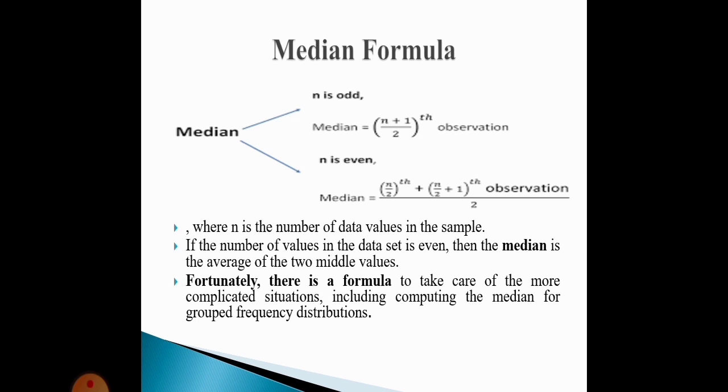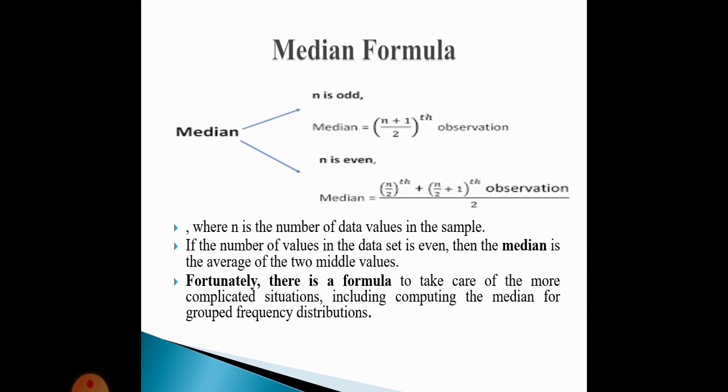If n is odd, the median is the (n plus 1) divided by 2 term. If n is even, that is, the number of values in the data is even, then use the average of the n divided by 2 and the n divided by 2 plus 1 observations. n is the number of data values in the sample. If the number of values in the data set is even, the median is the average of the two middle values.